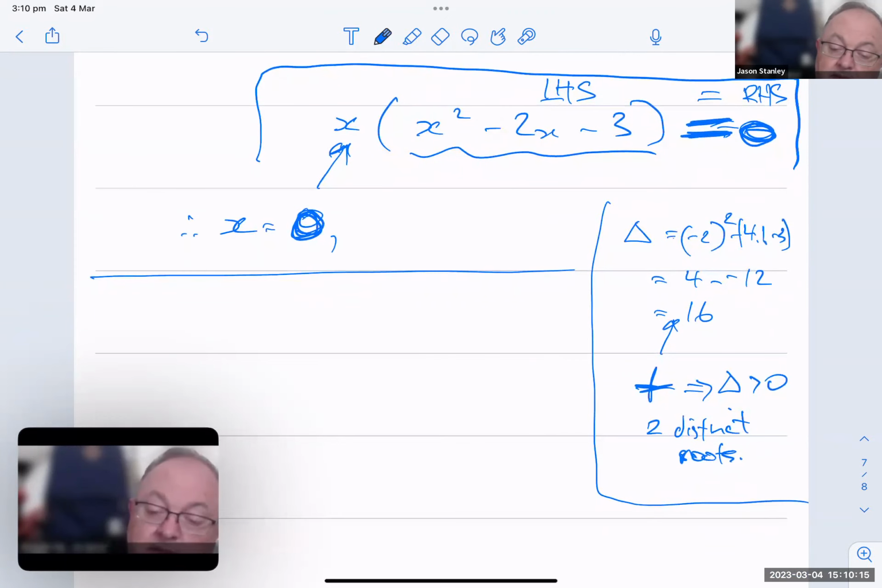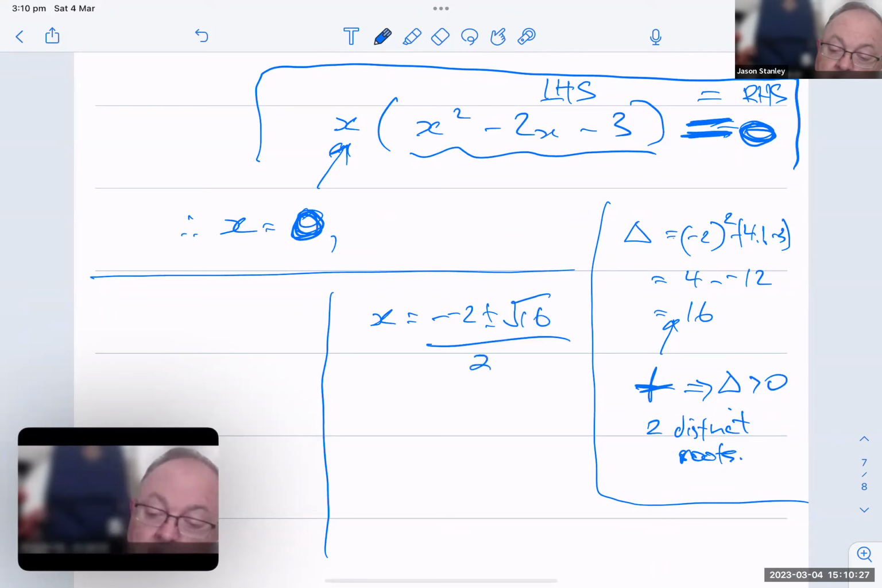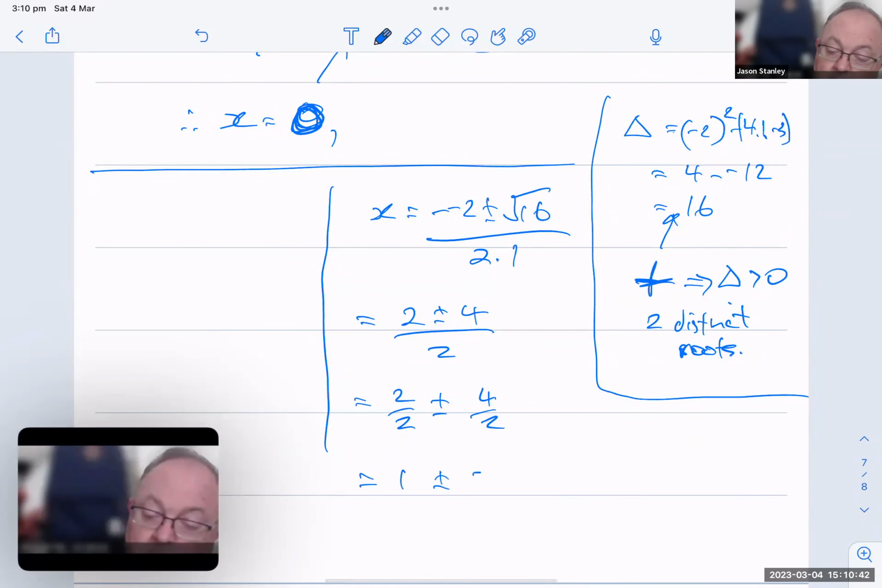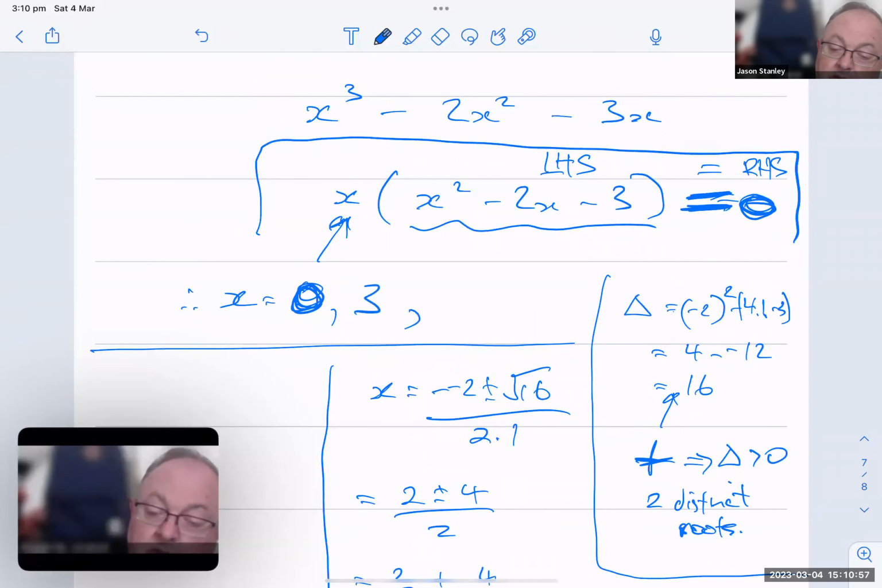So we've got to find them out either by completing the square or minus 2 plus or minus the square root. What do we have? 16 over 2. So minus 2 is plus 2, plus or minus 4 over 2, split the fractions. So we've got 1 plus or minus 2, which equals 1 plus 2, comma 1 minus 2, which will give us 3 and minus 1. So the other ones are 3 and minus 1.